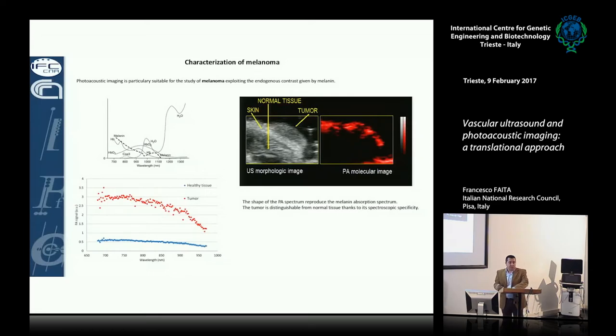This third application of photoacoustics is different because in this case we don't need an exogenous contrast agent, because we can use the endogenous contrast agents provided by the melanin. This is a model of melanoma, and you can see from an ultrasound point of view there is not much difference between the tissue of the tumor and the normal tissue under the skin. But both looking at the spectra of the tumor and the healthy tissue, and also at the imaging color map of the optical absorbance, there is a great difference with a high spectroscopic specificity provided by the melanin inside the melanoma.